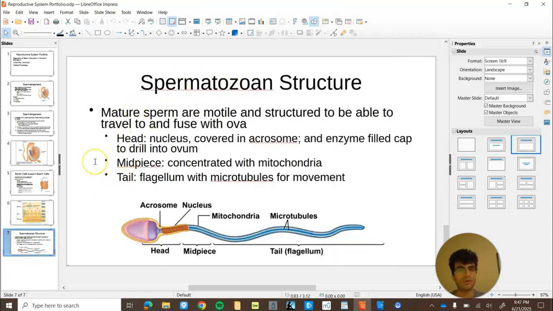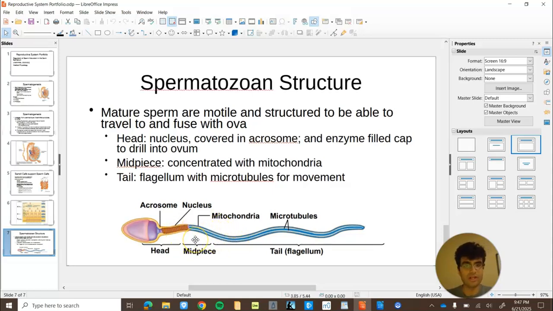So the spermatozoa is displayed over here. We have the head, the midpiece, and the tail. The head is kind of covered in an acrosome, which is an enzyme-filled cap that allows drilling into the ovum for fertilization.